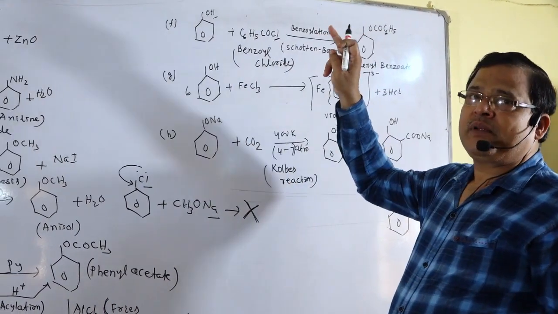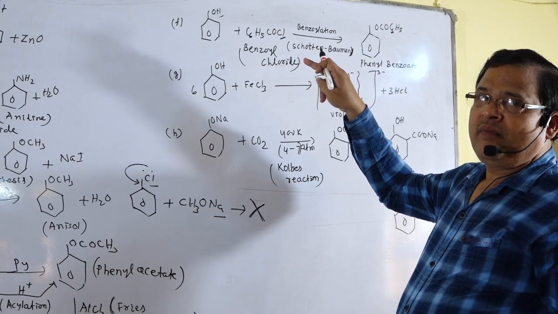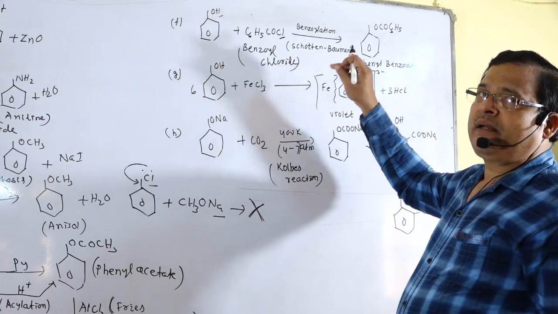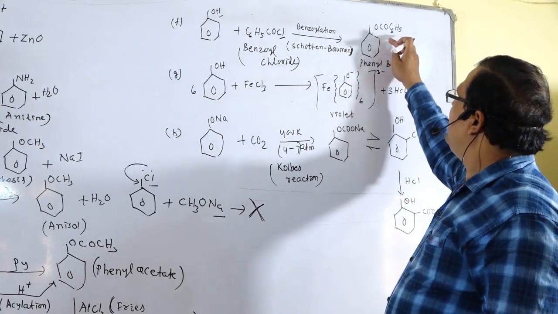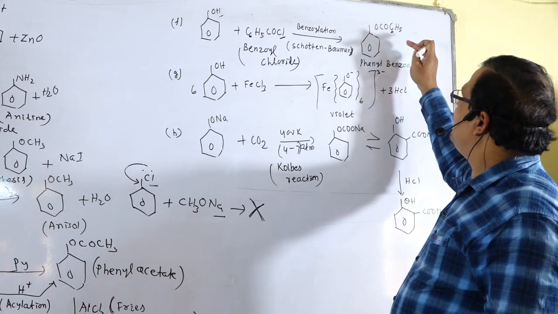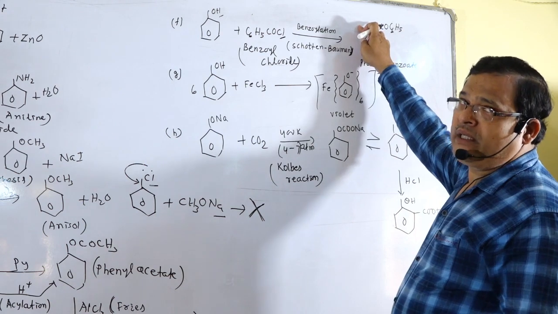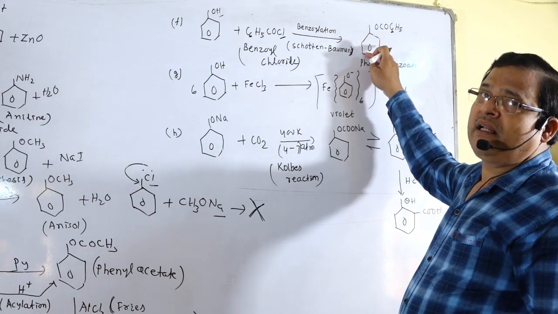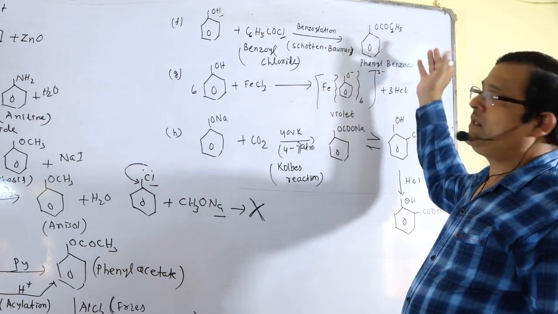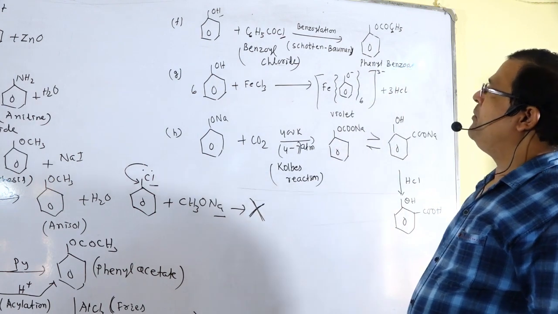C6H5COOH, that is the formula for benzoic acid, where the hydrogen atom is replaced by C6H5. Therefore, that is benzoic acid, and H is replaced by that phenyl. Therefore, it is named phenyl benzoate.